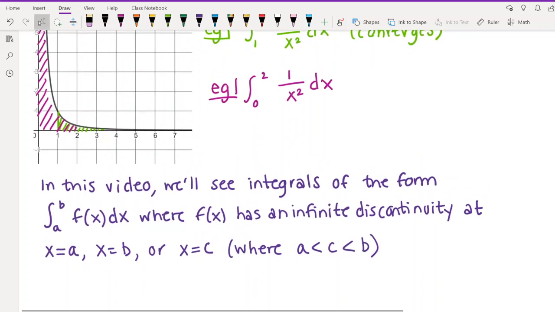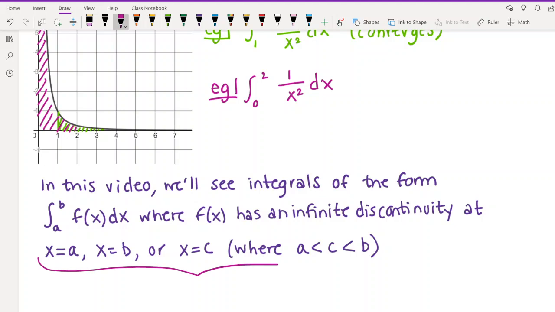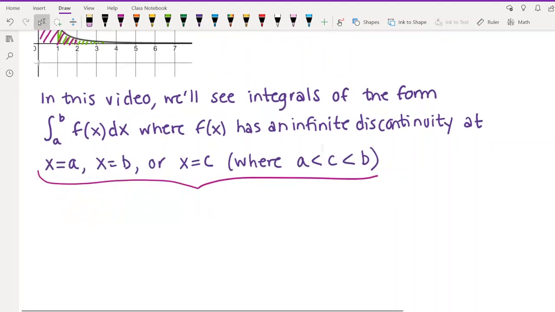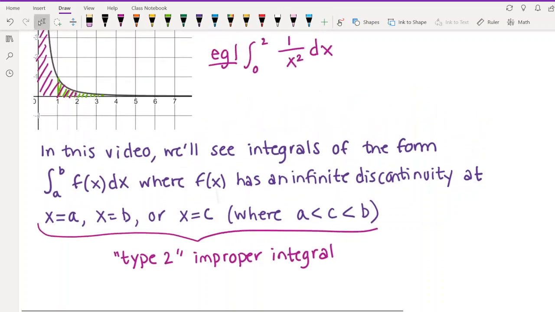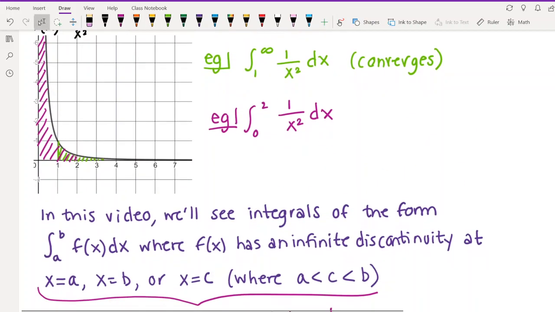So this is also what's called an improper integral. If you have an integral where there's a discontinuity either at one of your bounds or somewhere between the two bounds, then this is what's called a type 2 improper integral. It's not improper because it has infinity or negative infinity as its bounds, but it still kind of has an infinite sense to it, right?